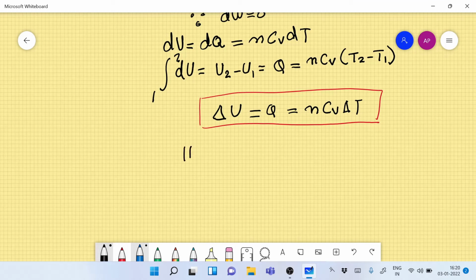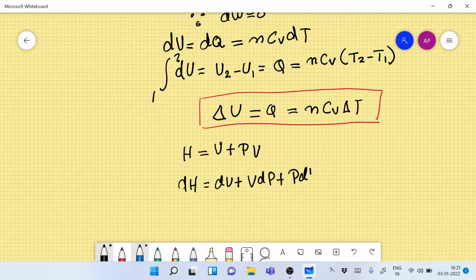The enthalpy of a gas is defined as the internal energy plus the pressure on the gas multiplied by its volume. If we differentiate this, we get dH is equal to dU plus V dP plus P dV. Since we know that dV is equal to 0, the third term cancels off. For an ideal gas, PV is equal to nRT.